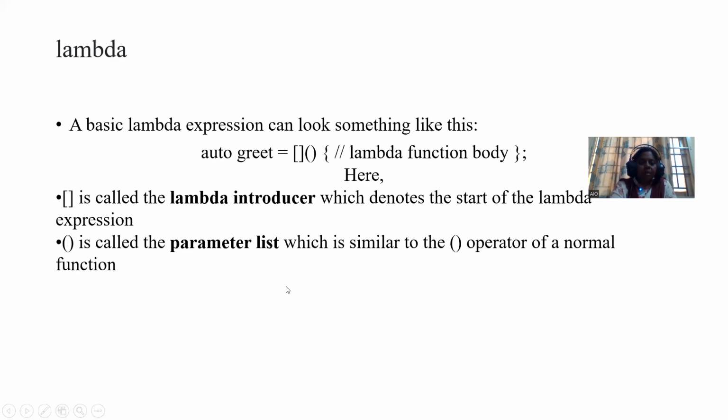And one more important function is lambda. This is a basic lambda expression. So the lambda is nothing but an anonymous function. This is a very important function. The square bracket is called the lambda introducer, which denotes the start of the lambda expression. In the parentheses, we can use parameters, whatever you need to declare inside the function. So this is the parameter list.